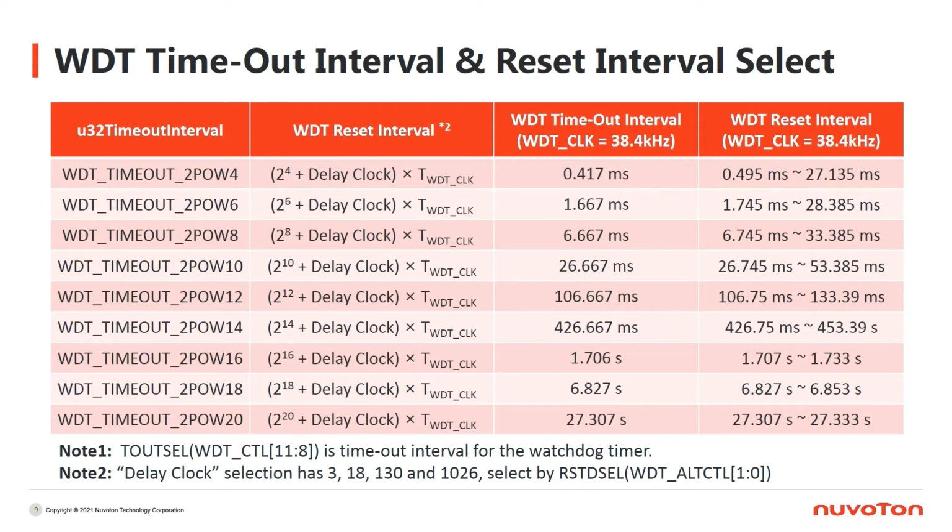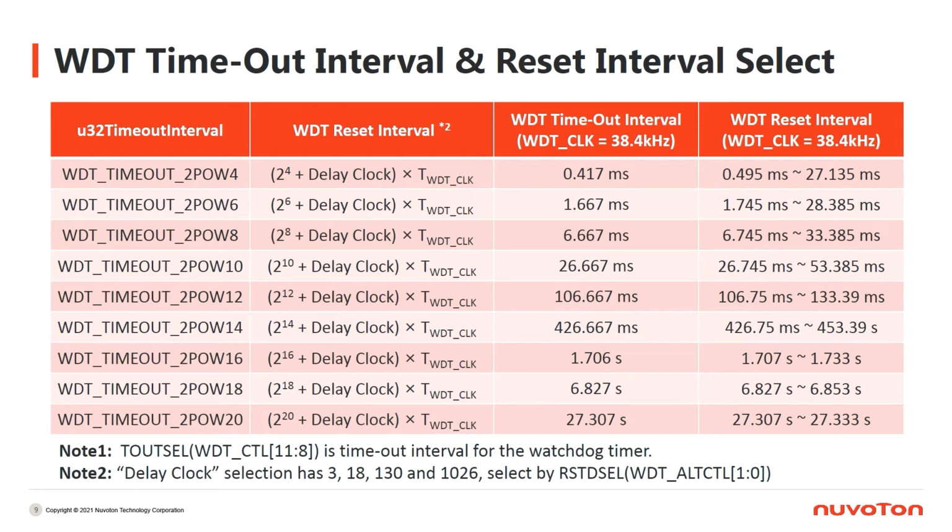From note 2 below, you can see that we provide 4 selections of delay clock to choose from, which are 3, 18, 130, and 1026. By the delay clock you choose, the WDT reset interval differs.